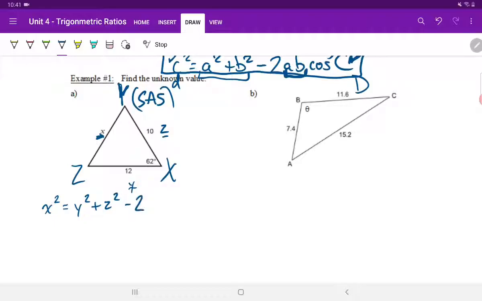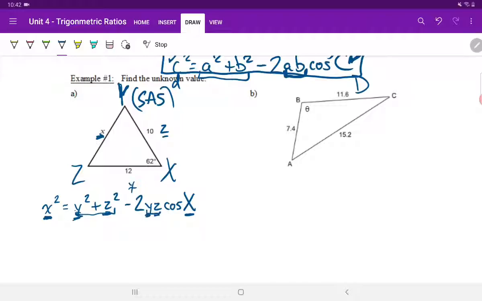write out my minus 2. Now, instead of A times B, you look at your variables that you put here. It's Y times Z. Okay, these have to match up right here. These variables have to match up. Then times the cosine of the capital or the angle that corresponds with what you're solving for. So cos of capital X. Okay, so recap that. If we're solving for x squared, it should line up with my capital X on the right, and I put my other two side lengths in these positions here.